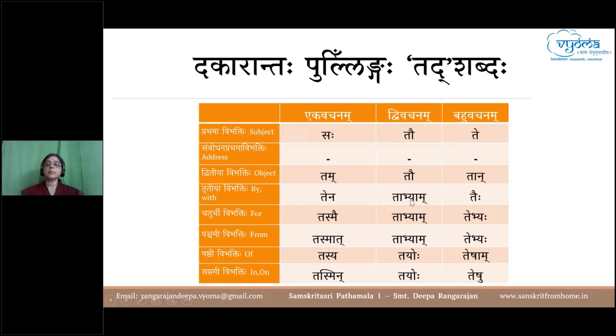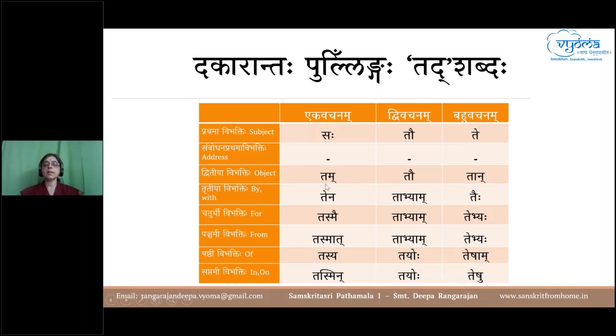Tritiya, Tena, Tabhyam, Taihi. Chaturthi, Tasmai, Tabhyam, Tebhyah. Panchami is Tasmat, Tabhyam, Tebhyah. Shashti, Tasya, Tayoho, Tesham. And Saptami, Tasmin, Tayoho, Teshu. Saha, Tau, Te, Tam, Tau, Tan. Tena, Tabhyam, Taihi. Tasmai, Tabhyam, Tebhyah. Tasmat, Tabhyam, Tebhyah. Tasya, tayoho, tesham, tasmin, tayoho, teshu.